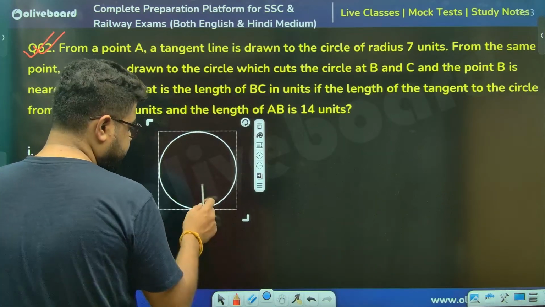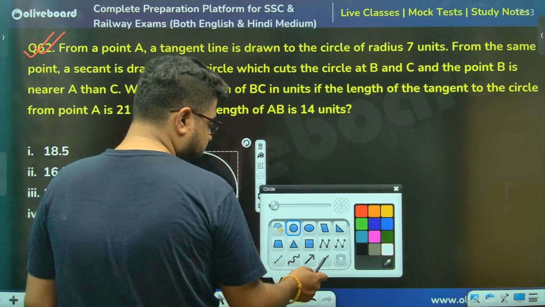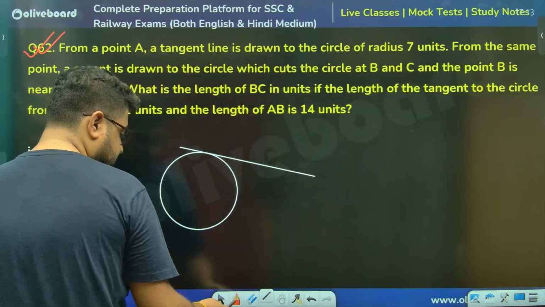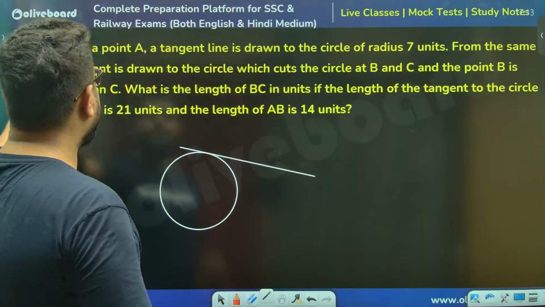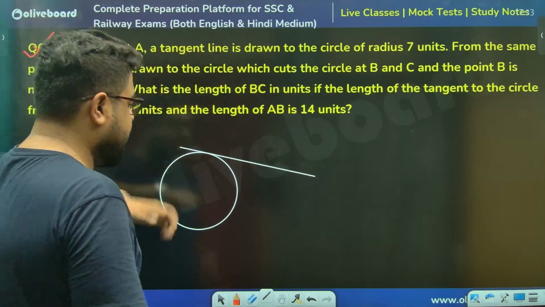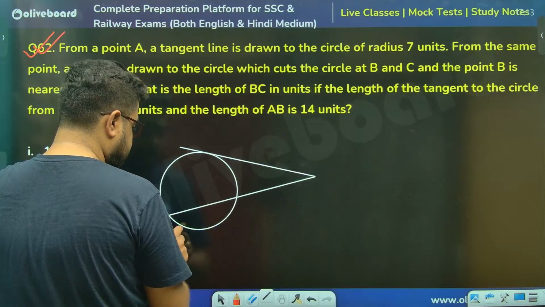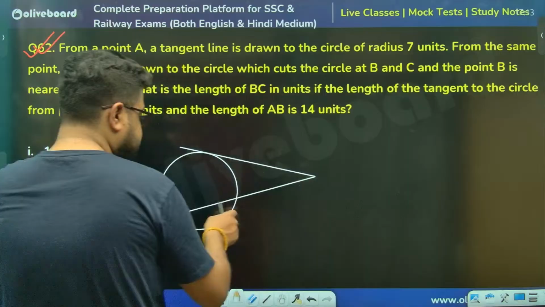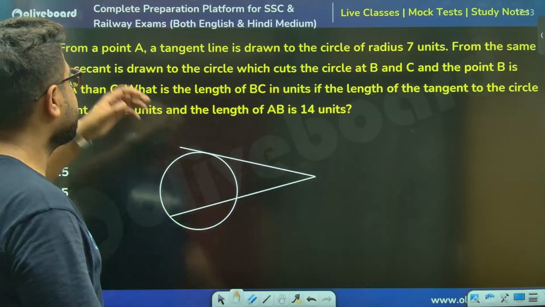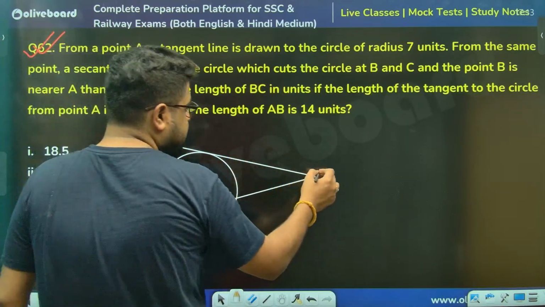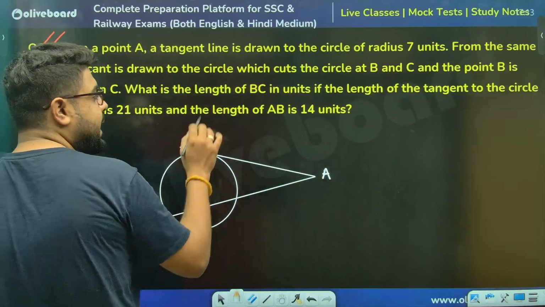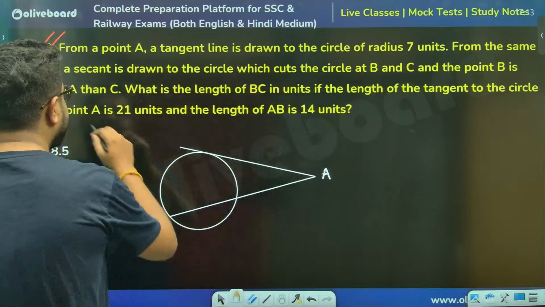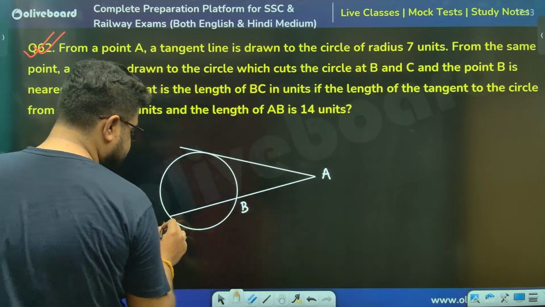So it's a circle. Now we have drawn a tangent to this particular circle from a point A. From the same point, a secant is drawn which cuts the circle at these two points. There is a secant which cuts the circle in two points. Now, this is your point A. Tangent drawn, radius is 7. Just remember this. A secant is drawn, which is B and C. B is nearer to A than C. So this is point B, this is point C.